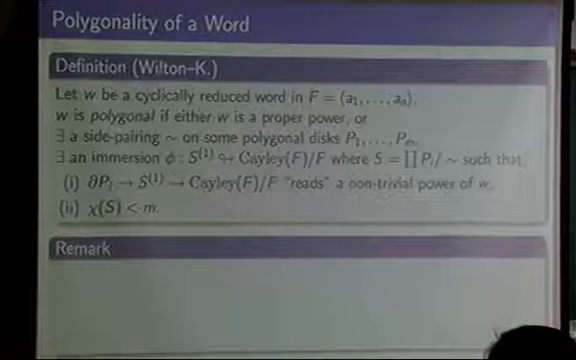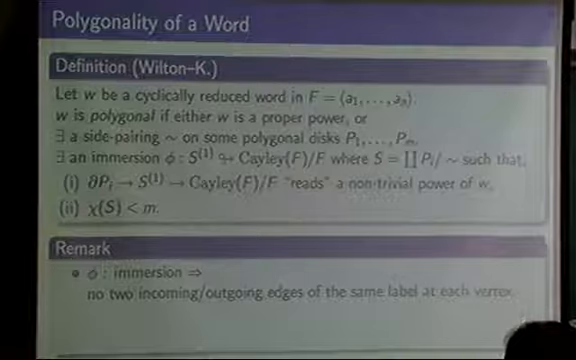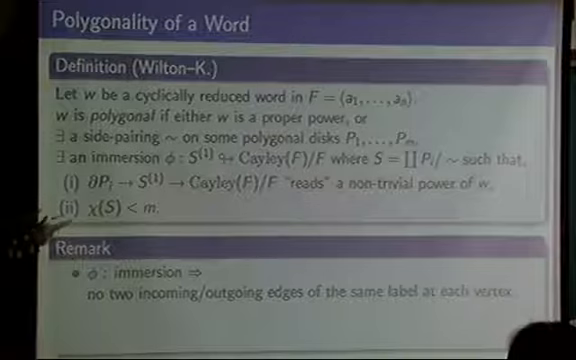Why is this so natural? So remark, the first one, the immersion condition, means that at each vertex we do not see any two incoming edges of the same label or outgoing edges of the same label. What about number two? Is this artificial? It is not, actually. Why do you want to put this chi less than M condition?